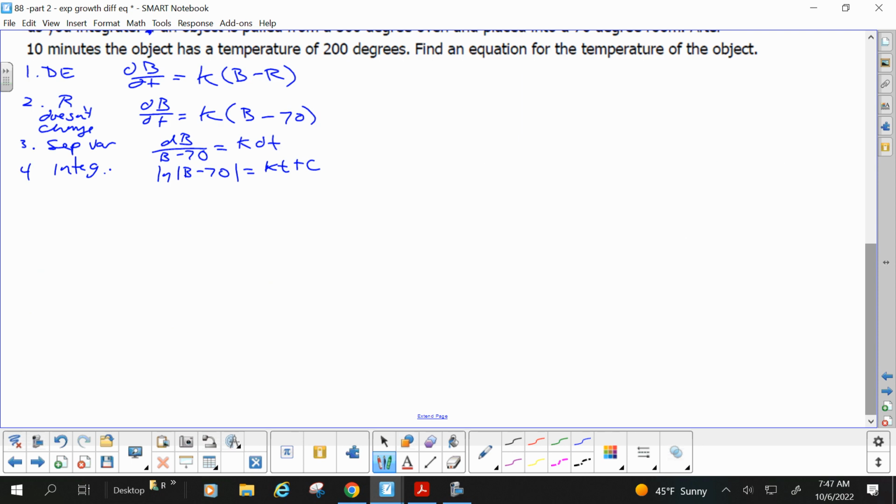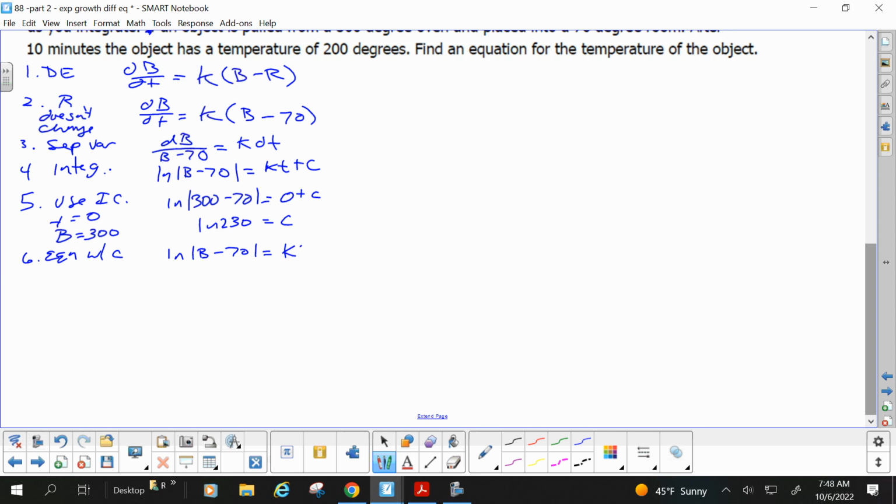You follow? All right, now let's use the initial condition. At time equals 0, the temperature of the body was 300. When it was pulled out of the oven, it was 300 degrees. So that's the natural log of 300 minus 70 equals 0 plus C. We can see that C is log of 230. Now we write our equation with C in: the log of the absolute value of B minus 70 equals Kt plus log of 230.